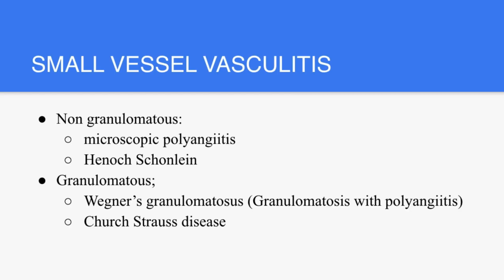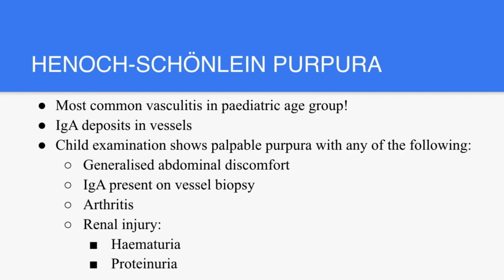It could be granulomatous, it could be non-granulomatous. And in the granulomatous, we have the Wegener's granulomatosis and Churg-Strauss disease. In non-granulomatous, we have the microscopic polyangiitis and Henoch-Schönlein purpura.